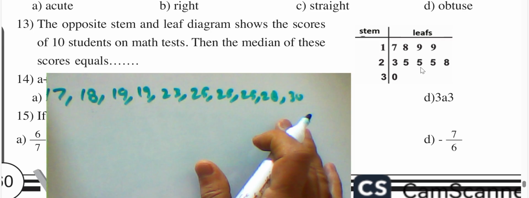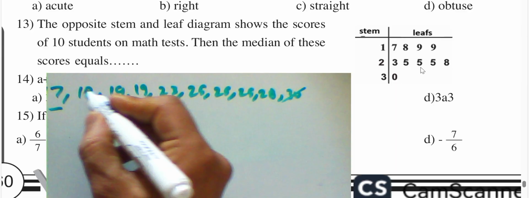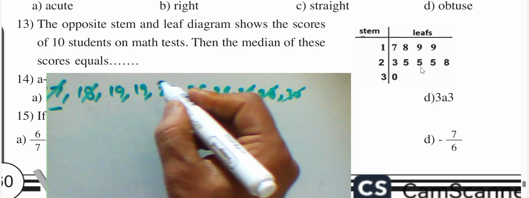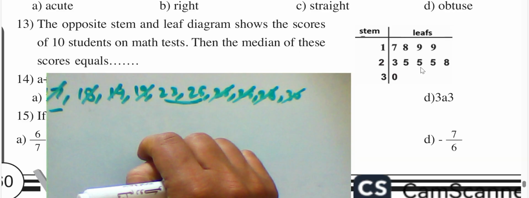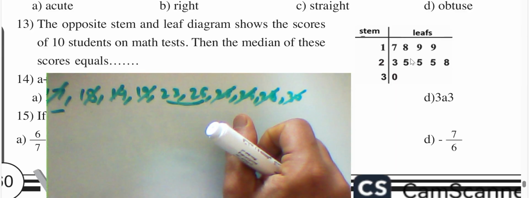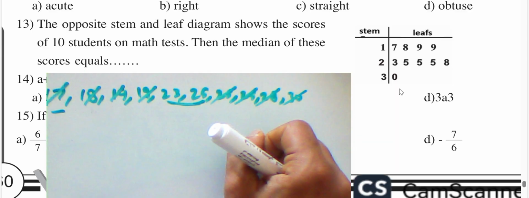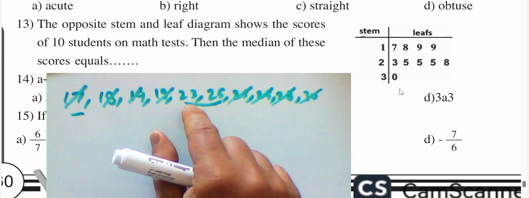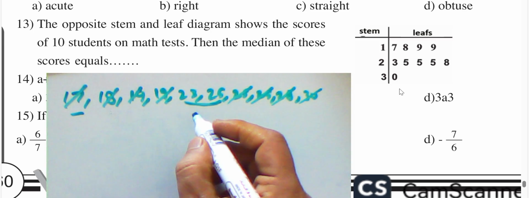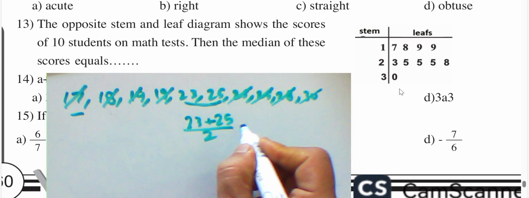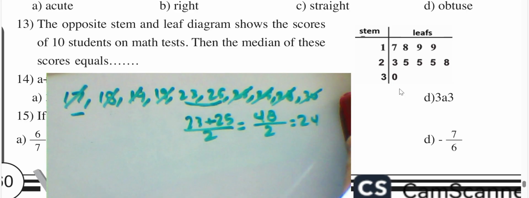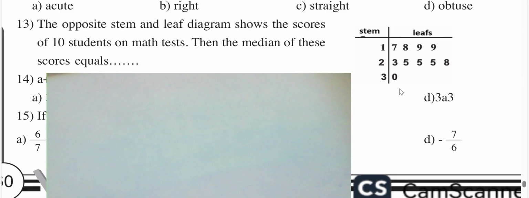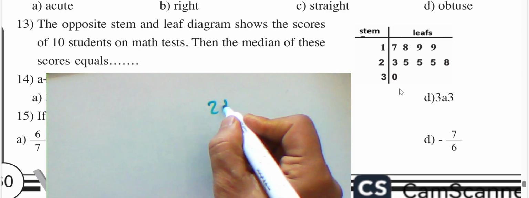Now we look at the middle number. Between them it will be 25 and 23. How many digits do we have? Look here: 4 and 4 is 8, 9, 10. We have 10 numbers. Then the median lies between 23 and 25. It will be 24: 23 plus 25, divided by 2. The result is 48 divided by 2, which equals 24. In the middle, between them, is 24. Then the median will be 24. The answer is 24.